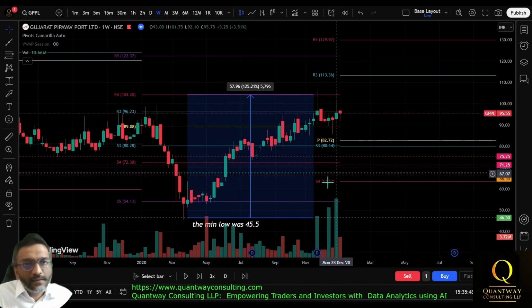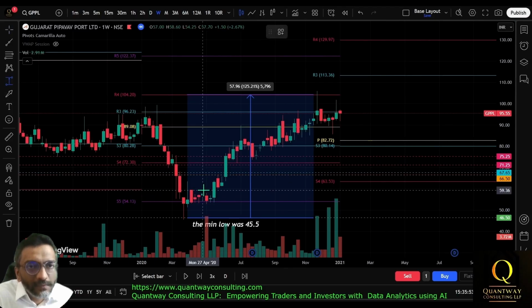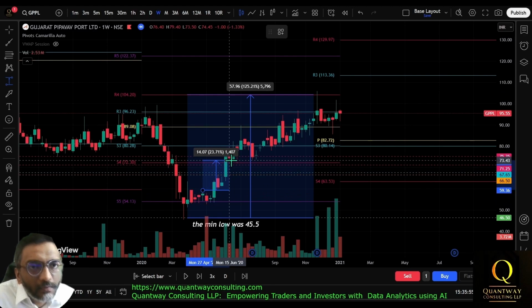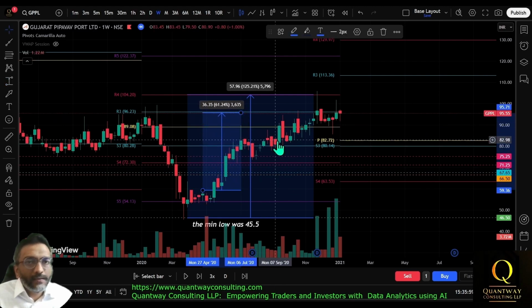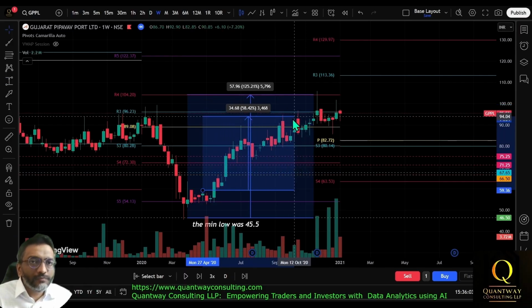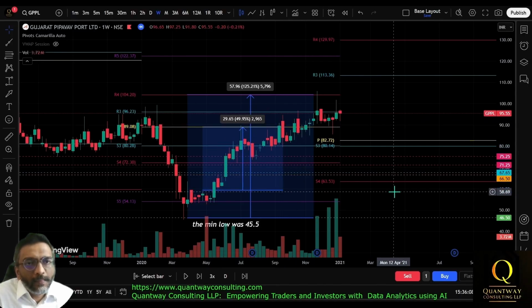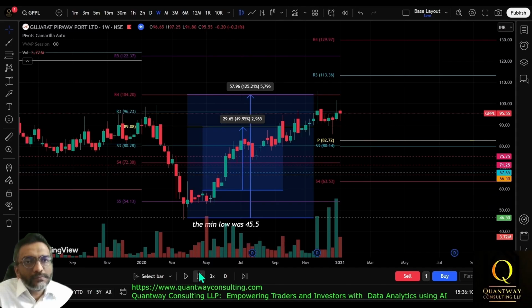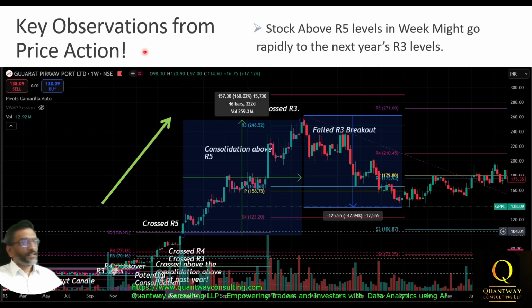You can see that in just a small time, the gains are 50% or more. I mean, if you capture even a small portion of that, the gain is really huge in terms of a single year. So that was the overall price action that we saw. So these are the key observations from the price action.